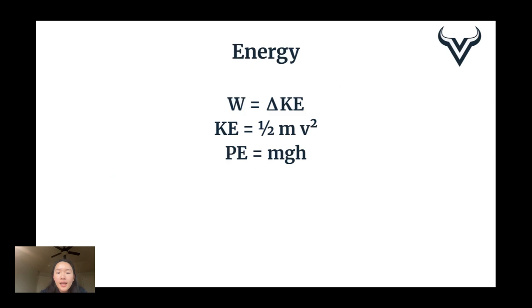There are two types of mechanical energy in this unit: kinetic energy, which is the energy of motion given by 1/2 mv squared, and potential energy, which is stored energy due to position, like gravitational potential energy. Gravitational potential energy is given by mass times gravitational constant times height, or mgh.